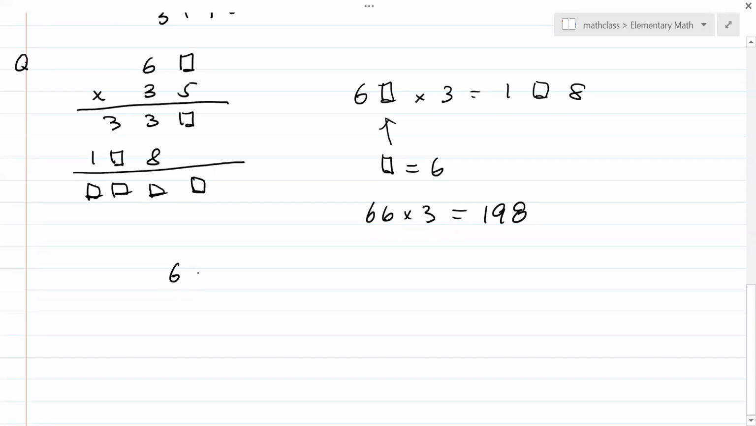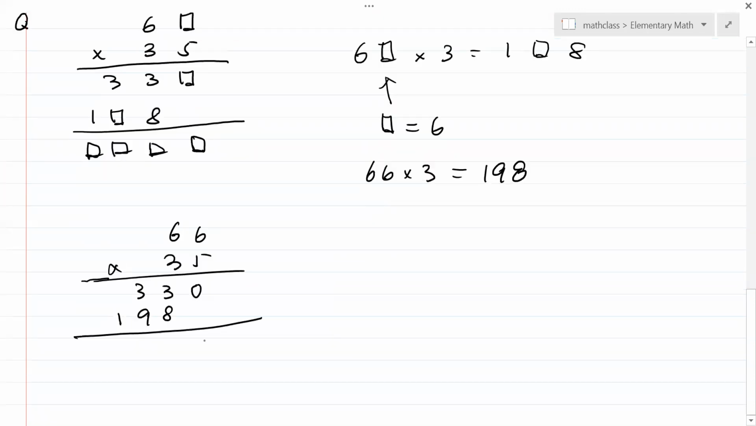So 66 times 35, right? And you get, then add them together, you get 2,310. So that's this easy problem. It's not that complicated. But you have to begin with the product 60 something times 3.